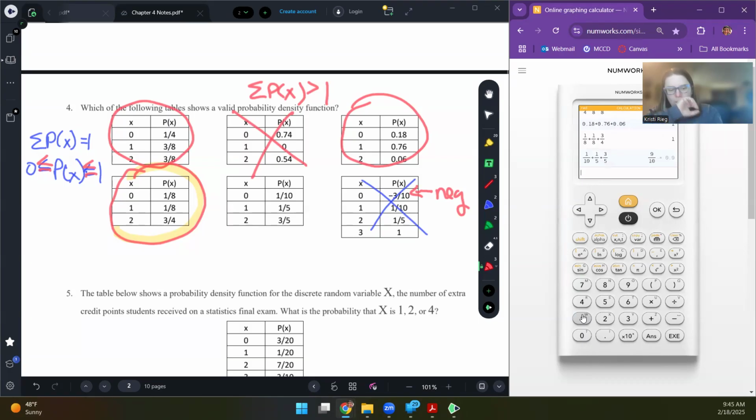All right, 9/10. The sum of the probabilities was less than 1, so it goes in the trash. So that's how you show something is a valid probability function.